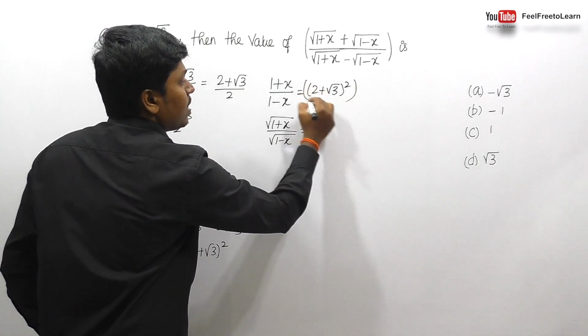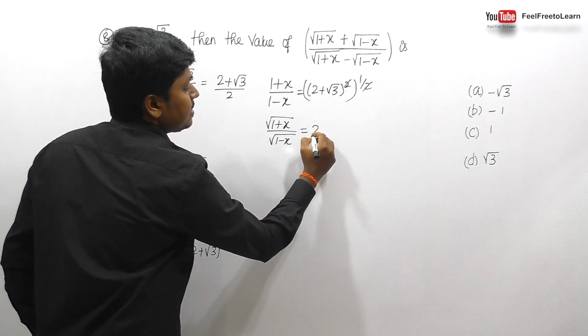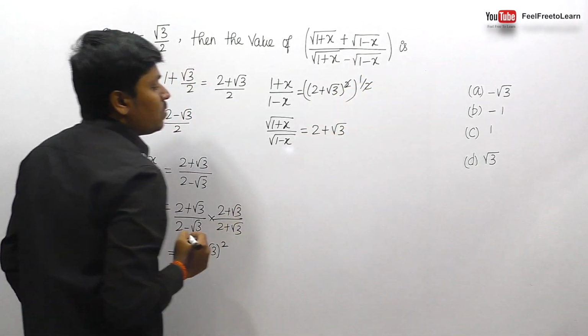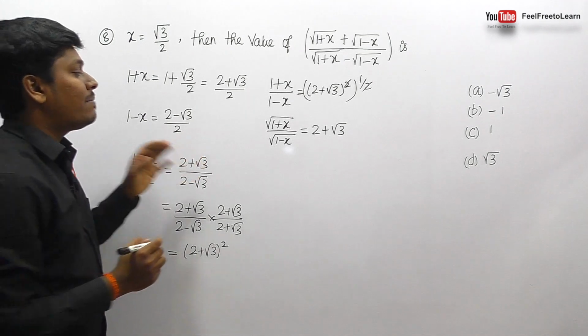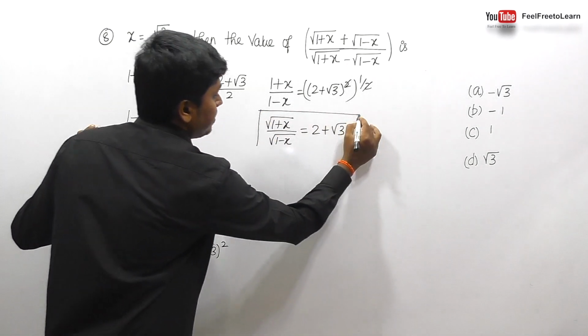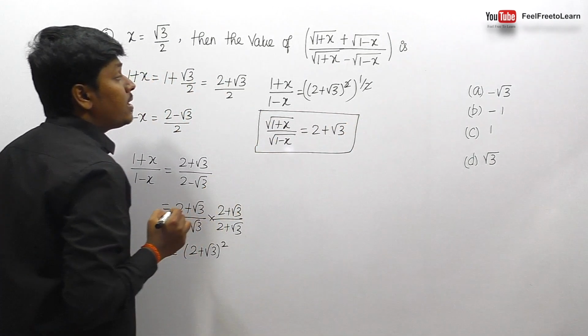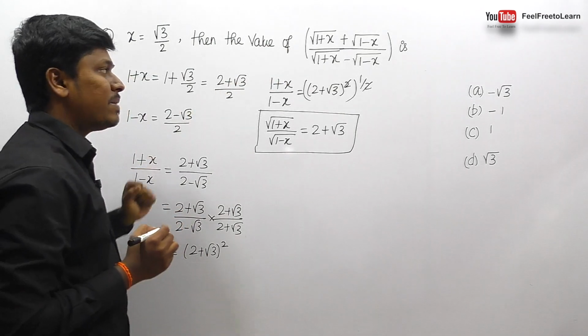So 1 by 2 and this 2 will get cancelled. So finally we can say that root of 1 plus x divided by root of 1 minus x is equal to 2 plus root 3. So friends, our target is to find the value of this expression, right?